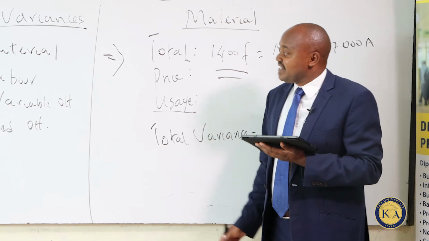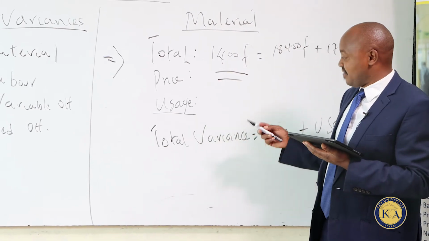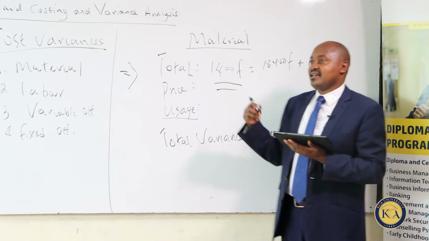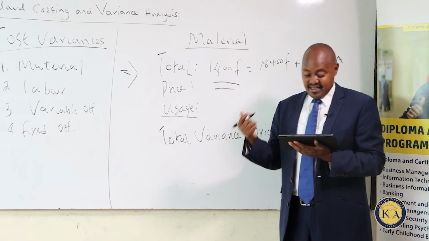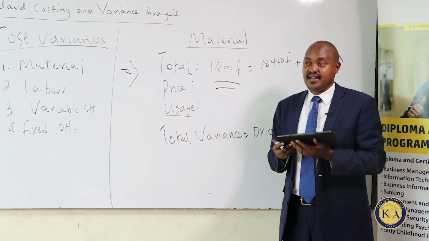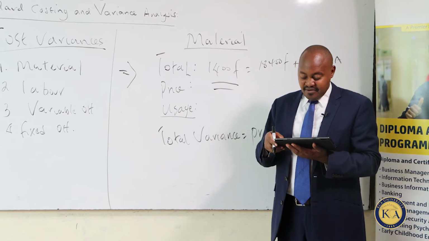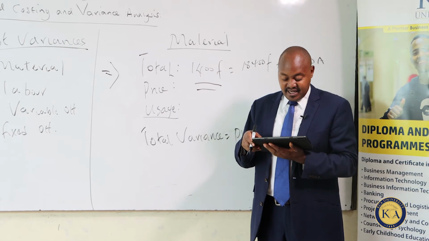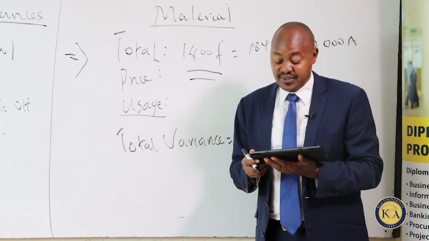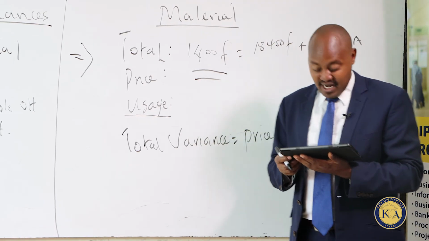So in terms of these variances, when you have a favorable variance, if in terms of cost, then the cost incurred was less than the expected cost. If the variance was adverse, then it means in terms of cost, you incurred more cost than you actually planned for.